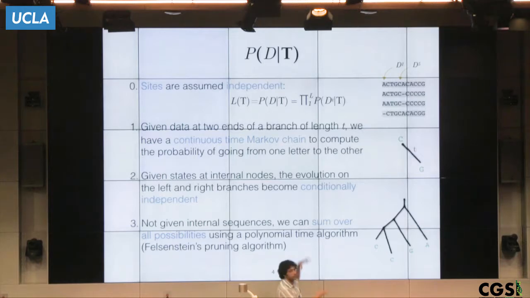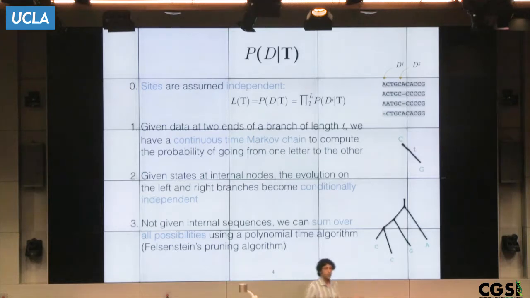With these three pieces and that assumption put together, we can compute the likelihood of any given tree for any given sequence data. And there are a lot of details that I'm not going into here. It's just the basic idea.